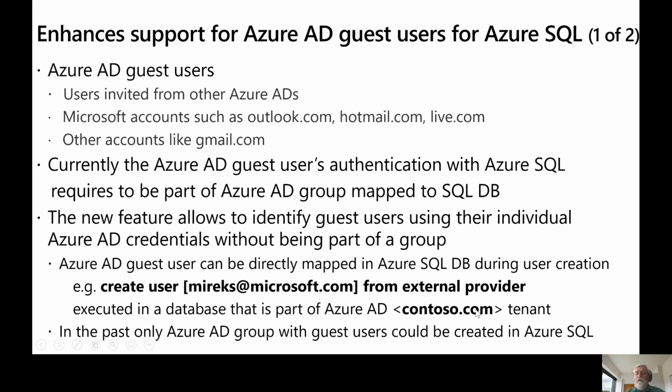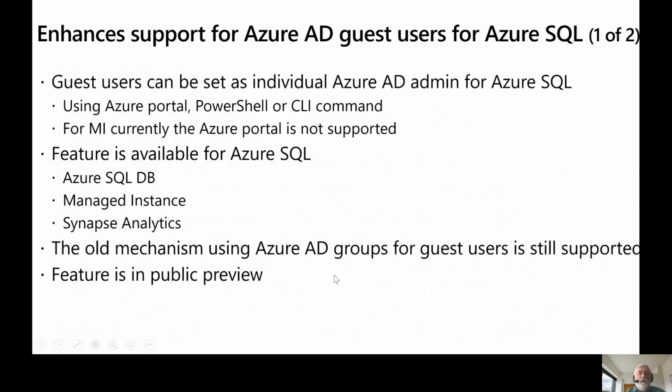So when I'm in the contoso.com tenant, I can create Mirek at Microsoft.com, who is a guest user, from external provider. In the past, the group was required to do this. It was not possible to do it this way. In addition, we can now use the guest user directly as an AAD admin. So instead of making them part of the group, you just add this user directly. This feature is supported for Azure SQL DB, managed instances and Synapse Analytics. The old mechanism with groups is still supported, and this feature is in public preview.